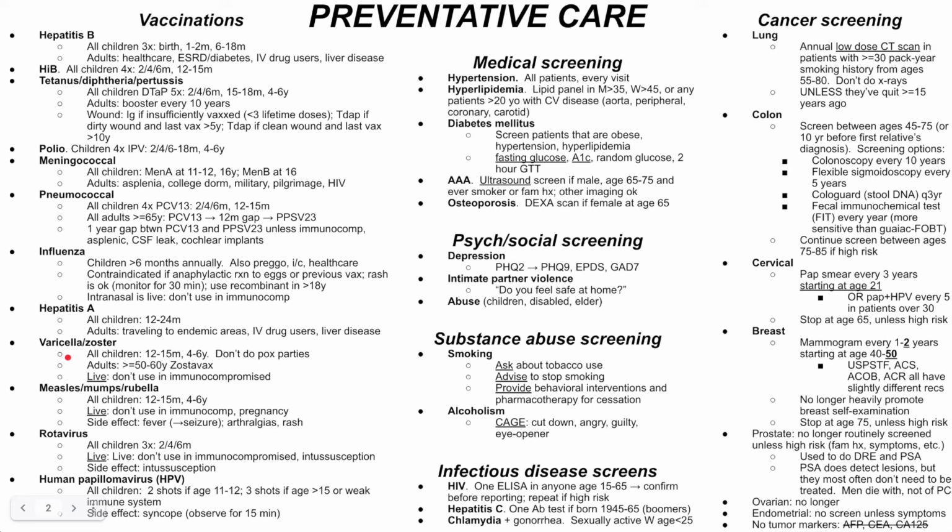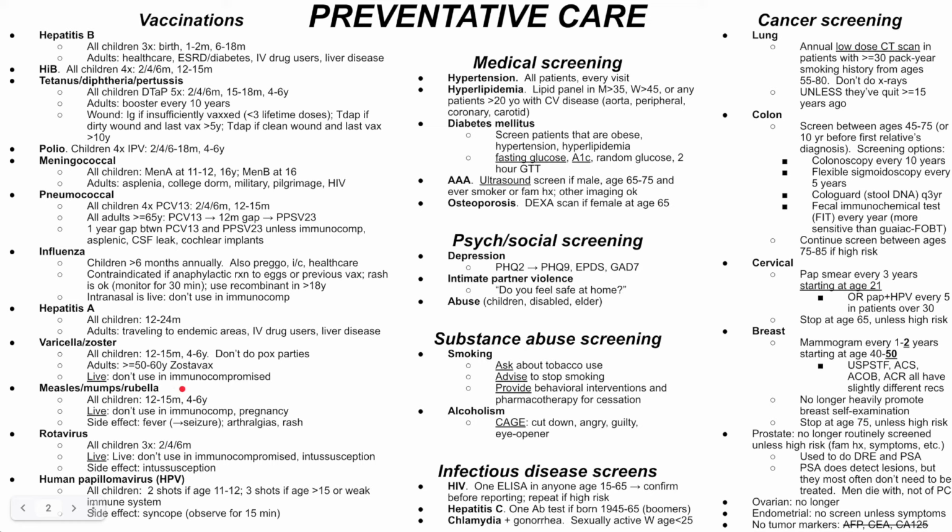We don't do that anymore now that we have the vaccine, so endorse people getting the vaccine instead of going to a pox party. In adults, starting at age 50-ish, you can give Zostavax. That's a zoster vaccine, and that'll help them prevent getting reactivation of the varicella that can lead to pain, a rash, and a dermatomal distribution, and post-herpetic neuralgia. Now, these are also live vaccines, so you don't want to use them in immunocompromised people.